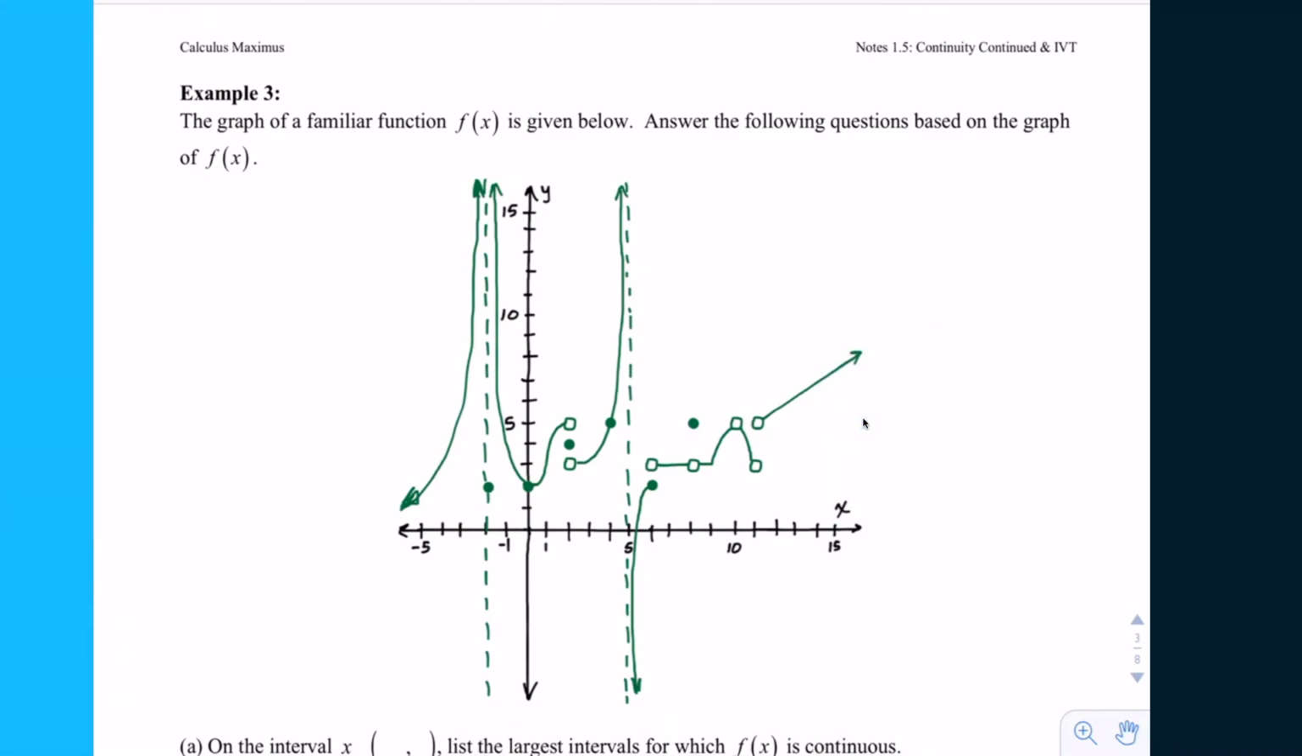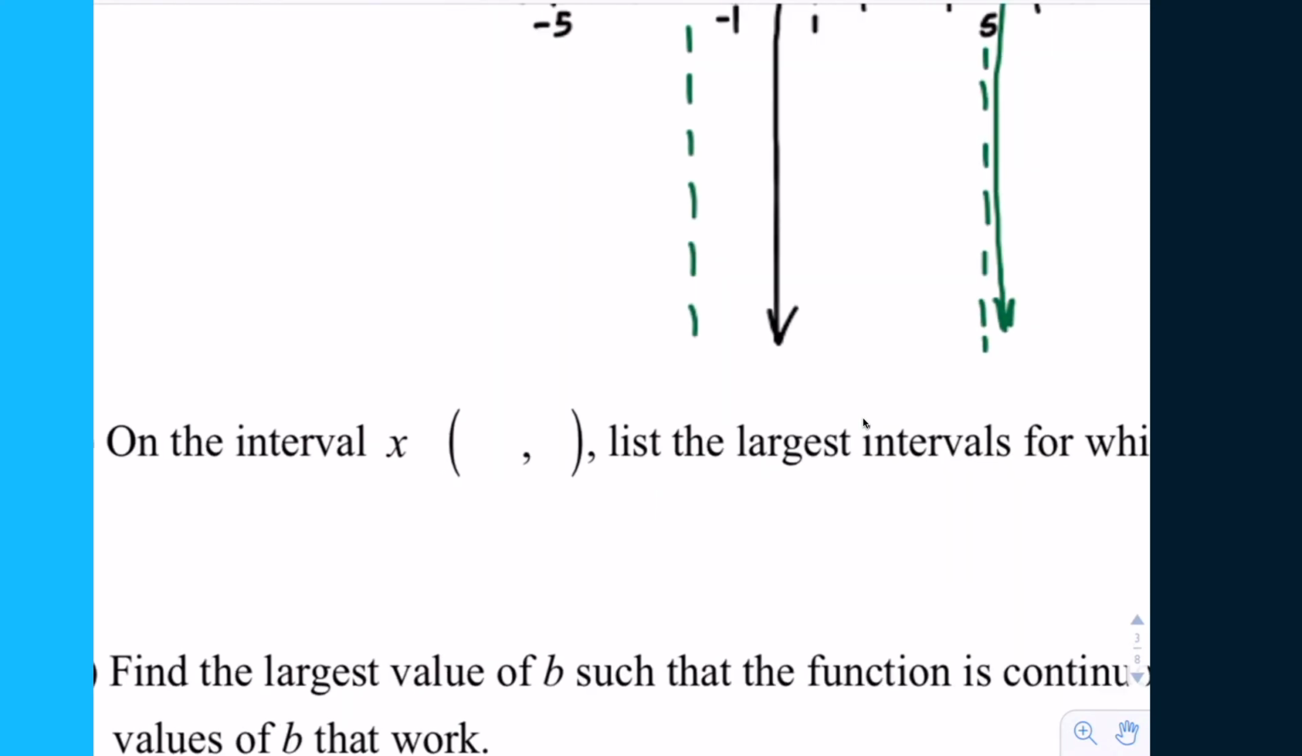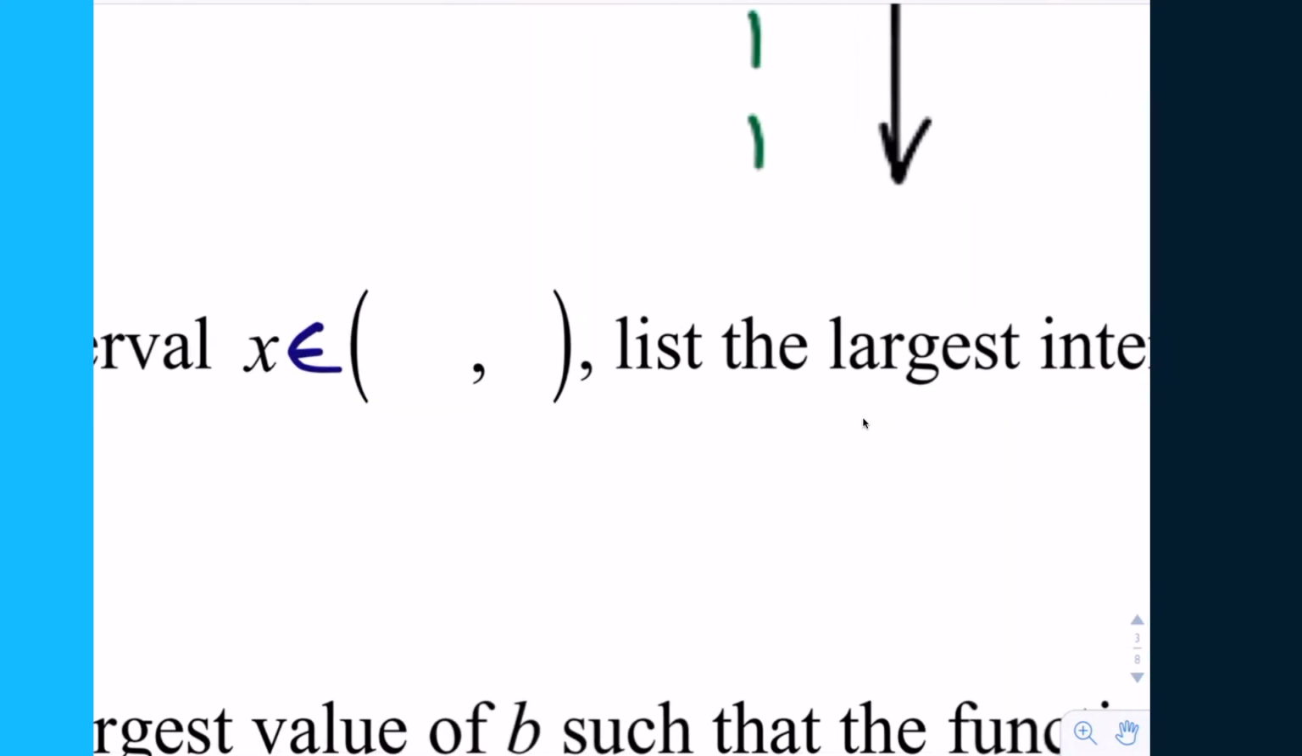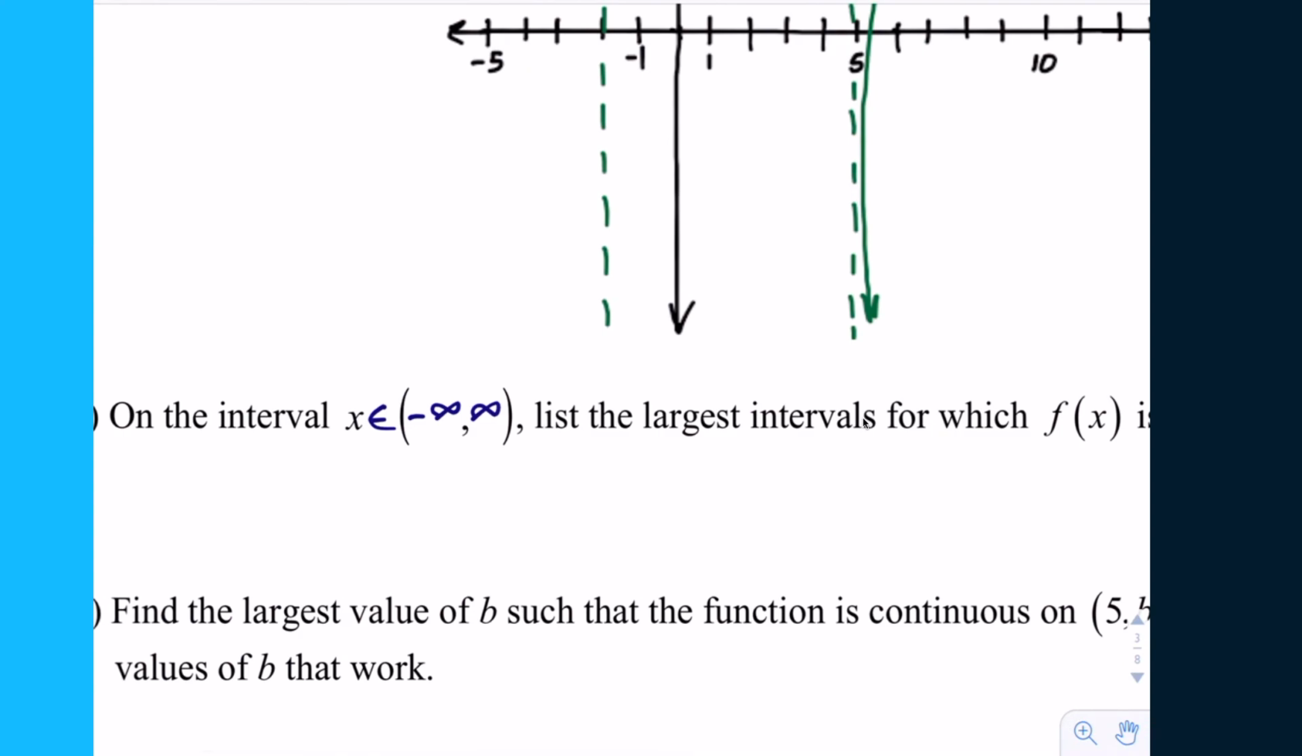So on 1.5, we're talking about continuity, and we have this graphus interruptus again that we looked at in the previous section. This weekend I went and redid most of the worksheets and notes, so we don't run into this problem, but there are some missing symbols here, and hopefully they're fixed. There should be an epsilon, and that should be negative infinity to infinity. All right, so we're looking over the entire set of real numbers.